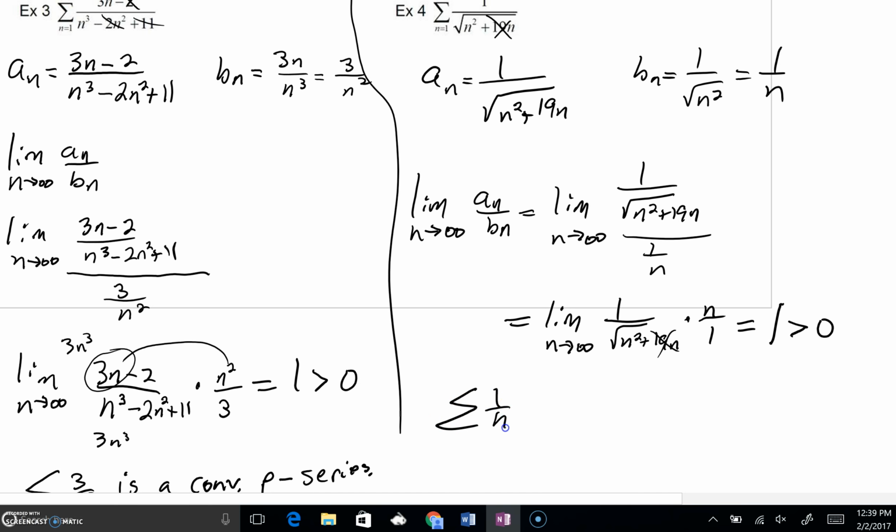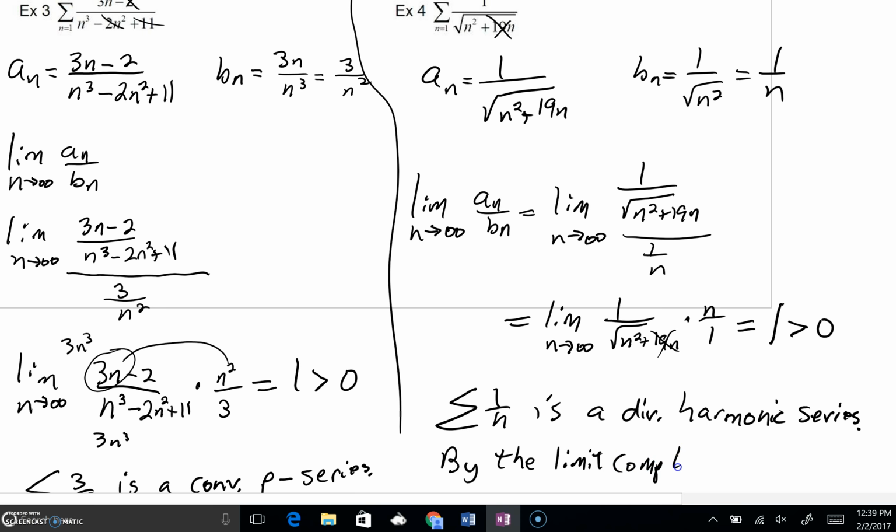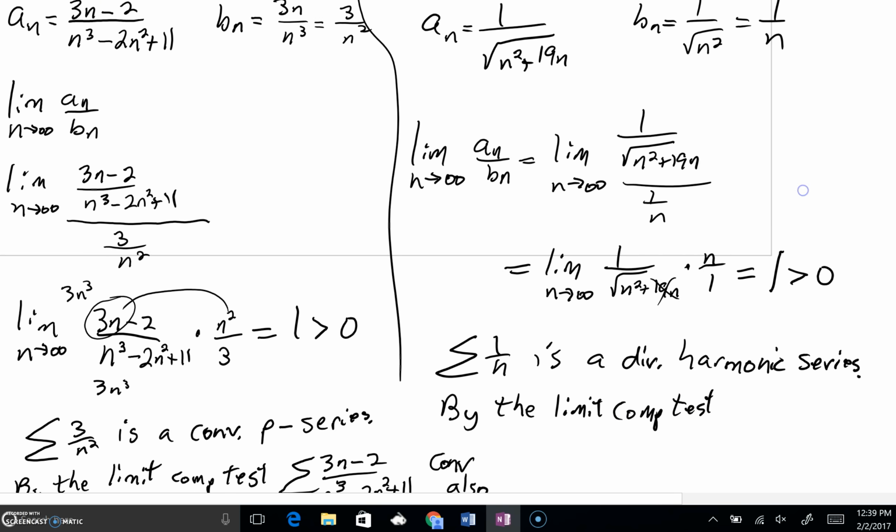This series of b sub n, 1 over n, is a divergent harmonic series. You could also call it a divergent p-series if you'd like. What does that mean? By the limit comparison test, the original problem diverges also. So that 1 over radical n squared plus 19n diverges also.